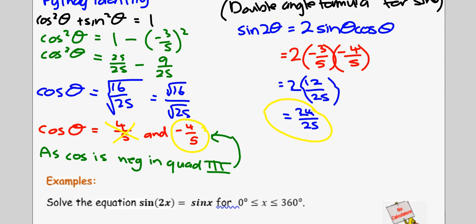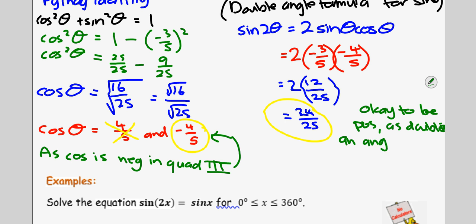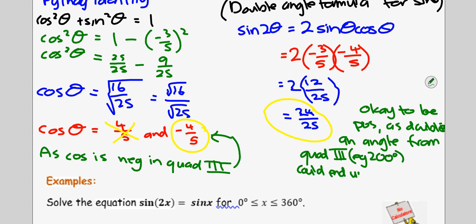Okay, so maybe let's make a point: doubling an angle from quad 3, like 200 degrees, could end up in quad 1, or another quad. But why does that even matter?